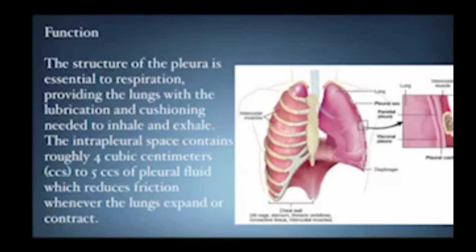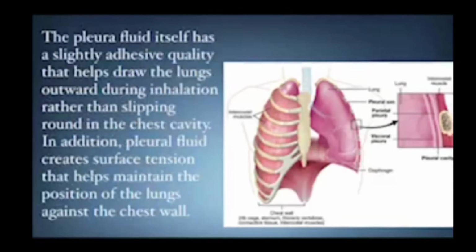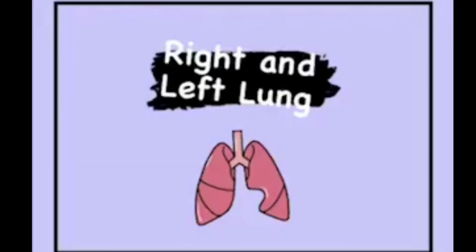The interpleural space contains roughly 4 cubic centimeters to 5 cubic centimeters of pleural fluid, which reduces friction whenever the lungs expand or contract. The pleural fluid itself has a slightly adhesive quality that helps draw the lungs outward during inhalation rather than slipping around in the chest cavity. In addition, pleural fluid creates surface tension that helps maintain the position of the lungs against the chest wall.